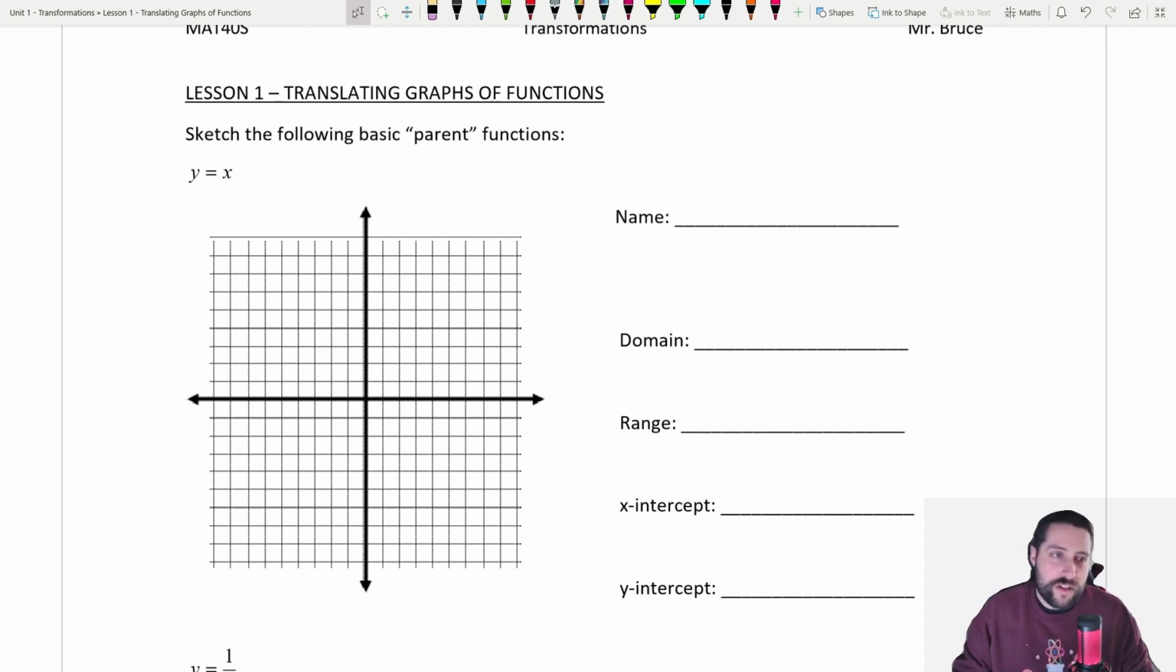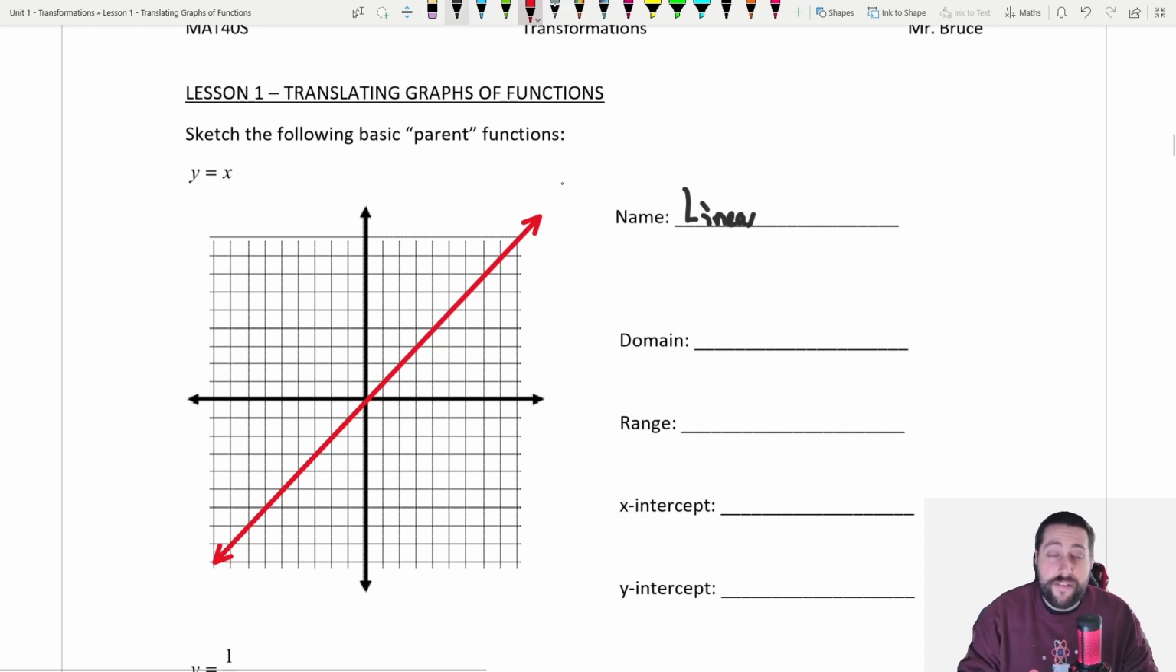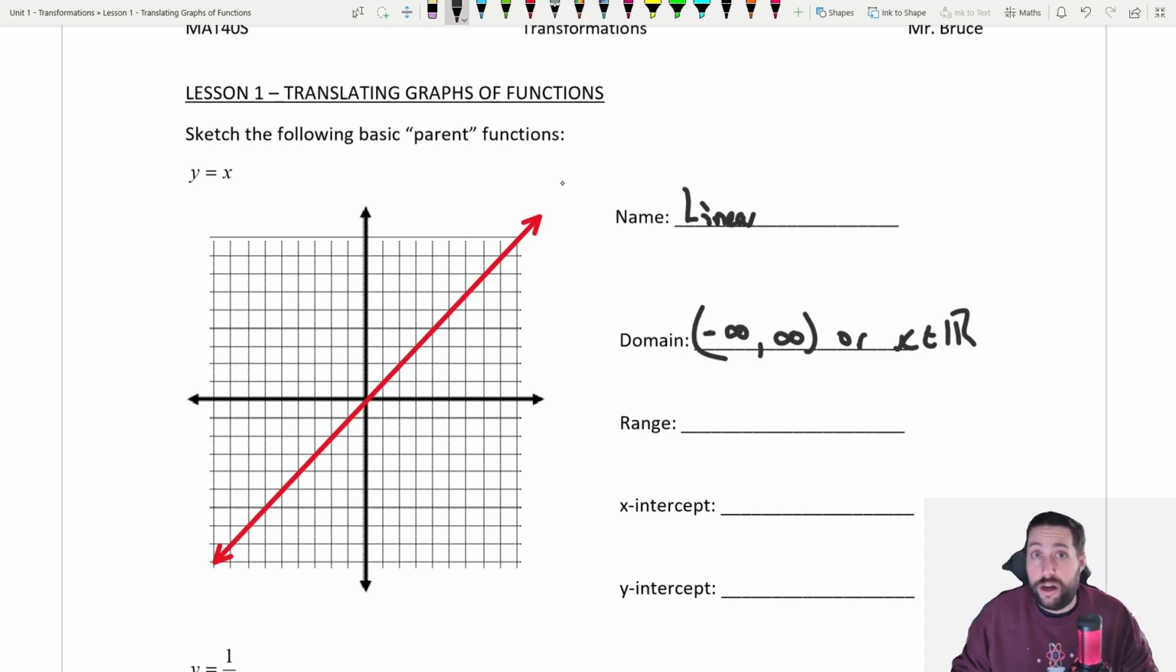So the first one we have is y is equal to x. That is a linear graph, and it looks something like this. Now that we have this graph, we can state the domain. The domain is going to be negative infinity to infinity. Make sure you include it in round brackets if you're going to write your domain in interval notation like this. Or we can state it as x is an element of all real numbers. So there are no restrictions on this graph.